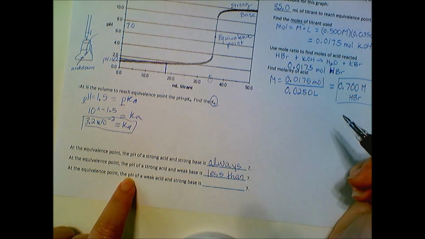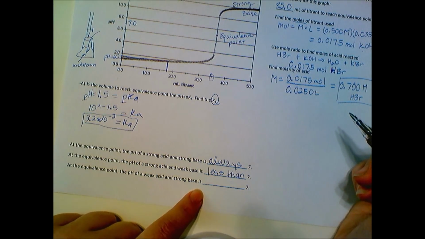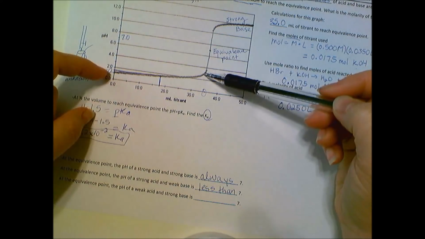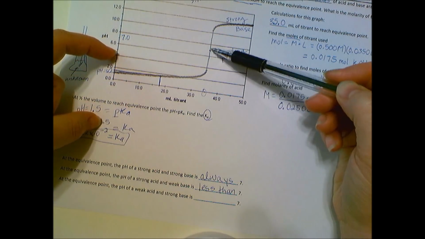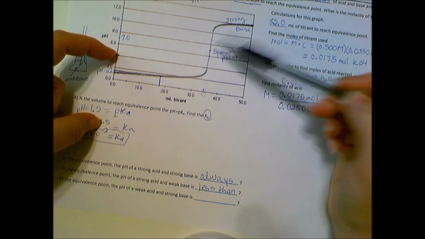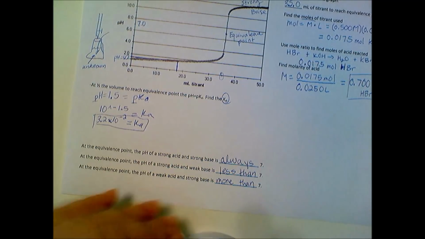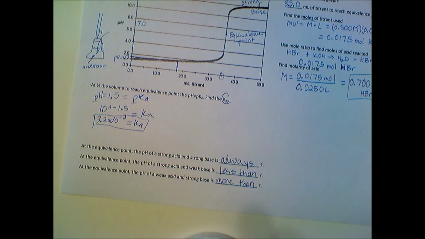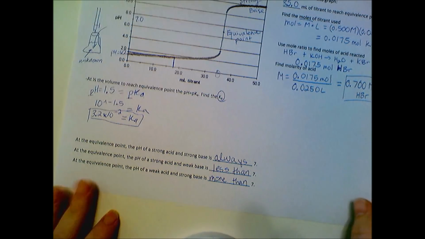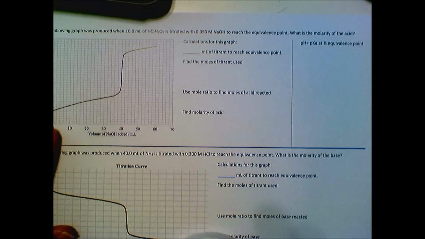And then at the equivalence point, the pH of a weak acid and strong base is blank. If we had a weak acid, this part would scooch up, but our strong base would stay the same. So it would be above 7, or more than 7. Those are some patterns we can use to help us determine what kind of combination of chemicals we have. So we're going to take a look at a couple more examples using some different titration curves. Let's start with this one here at the top on your paper.